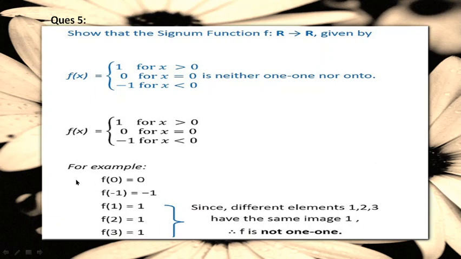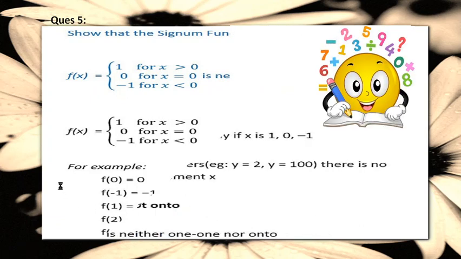Now, for example, if we take the input as 0, the output is 0. If we take -1, the output is -1. If I take input as 1, the value of the function is 1. But what if I take 2, then also it is 1. If I take 3, then also it is 1. So for different inputs, the output is the same. So it is not a one-one function.